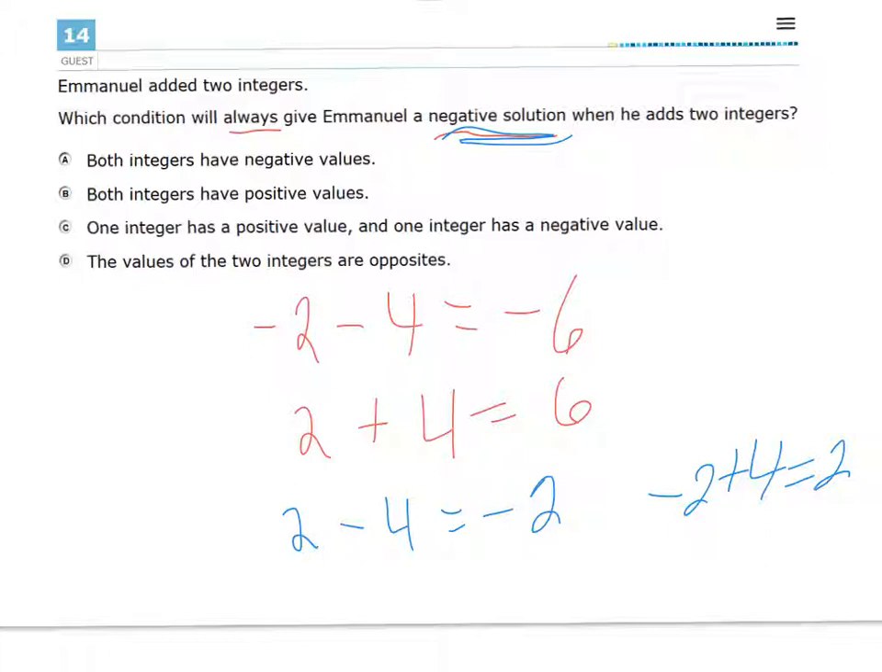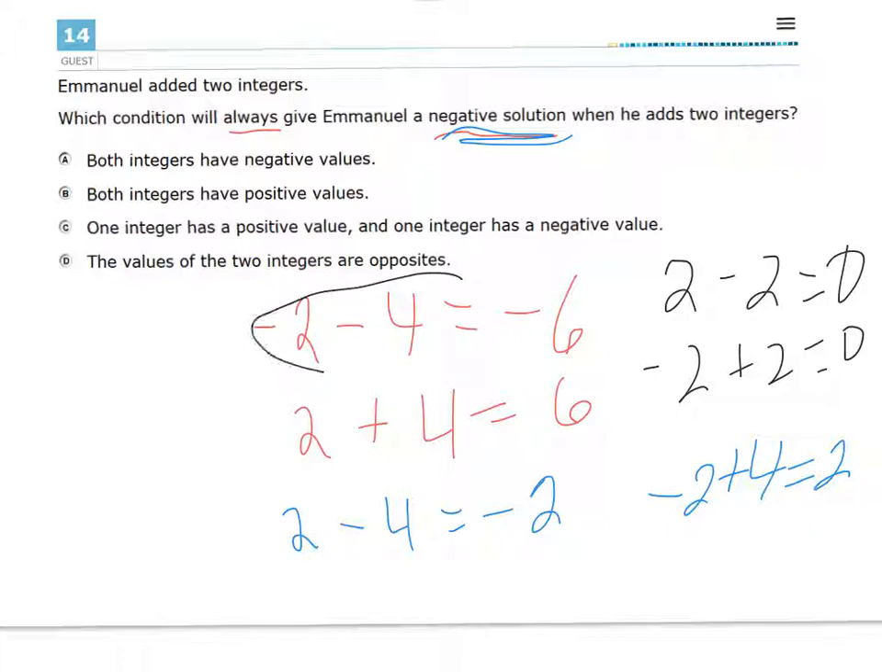And then for letter D, the values of the two integers are opposites. So if you think of it, the two integers are opposites of each other. So if you have a positive 2 and a negative 2, the result is 0. Even if I were to go negative 2, positive 2, the result is still 0. So then letter D cannot be a solution either.